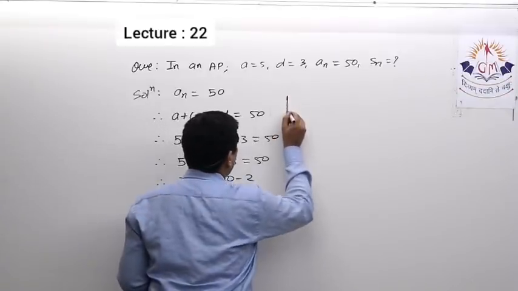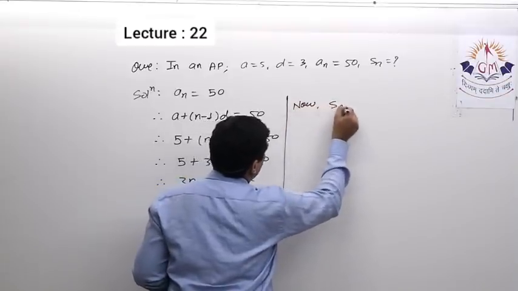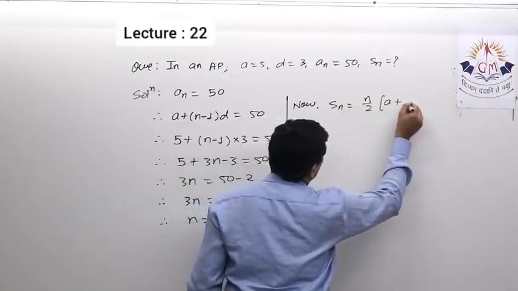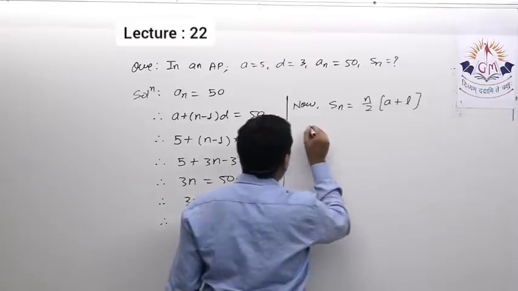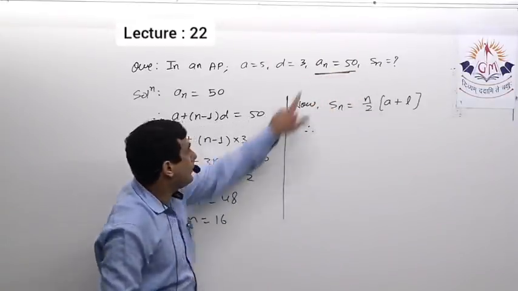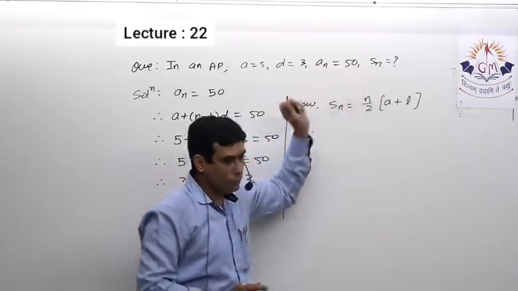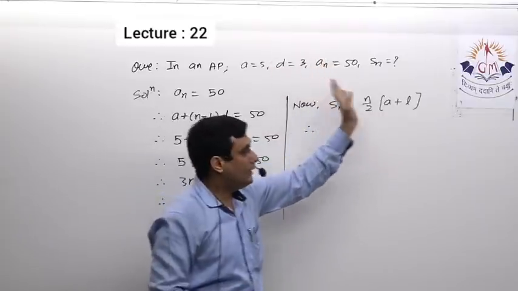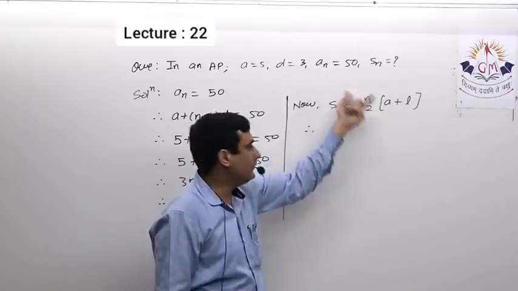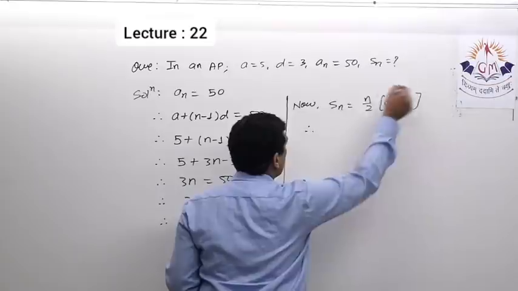Now we'll find the Sn. Sn is equal to n by 2 times a plus l, because an is the last term, as the 16th term is 50 and we have to find the sum of 16 terms. No doubt it may have 20 terms or 24 terms, but we have to find the sum of first 16 terms. So the 16th term will be the last term and whose value is given.